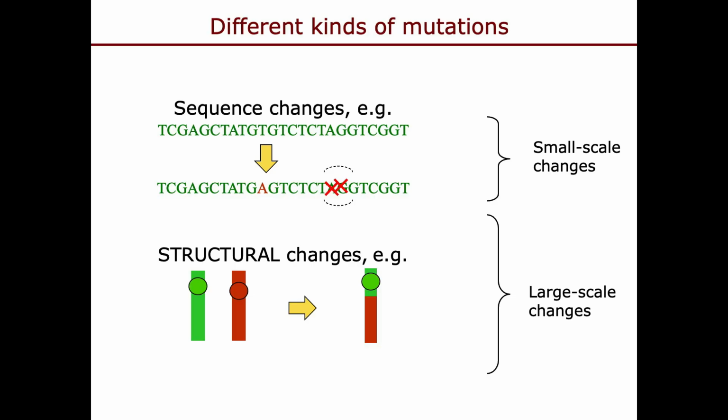At the other end of the spectrum, there are structural changes in chromosomes which can result in whole chromosomes being lost or gained, or bits of chromosomes being moved around, large-scale deletions, inversions, and so on. So I'll distinguish between small-scale changes and large-scale changes. And I'm going to focus particularly on the really small-scale changes, the individual base pair changes, because these are the ones we can analyze most efficiently.